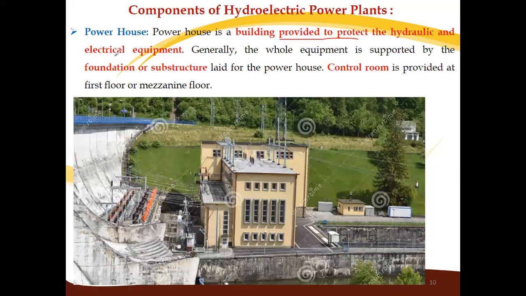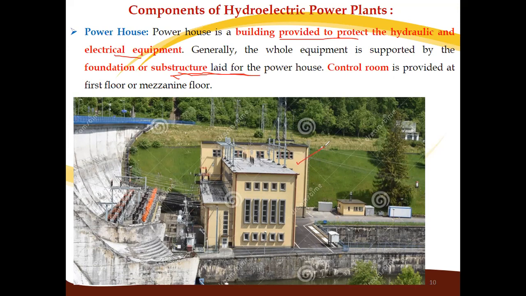So the powerhouse protects two types of equipment. One is hydraulic equipment, mainly the hydraulic turbine, and the other is electrical equipment like the generator. Generally the whole equipment is supported by a foundation or substructure that is laid for the powerhouse. In case of a reaction turbine, some machine elements like the draft tube and scroll casing are fixed with this foundation while laying it. The foundation is laid with a big dimension.